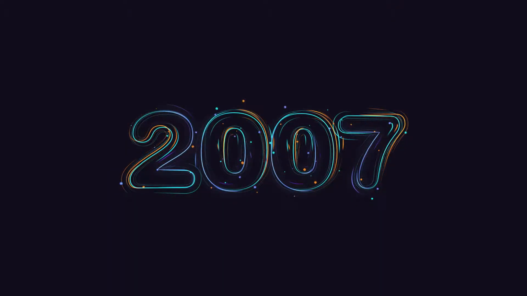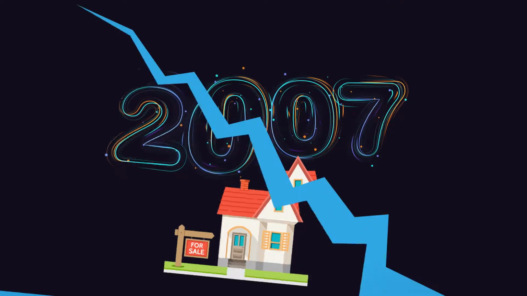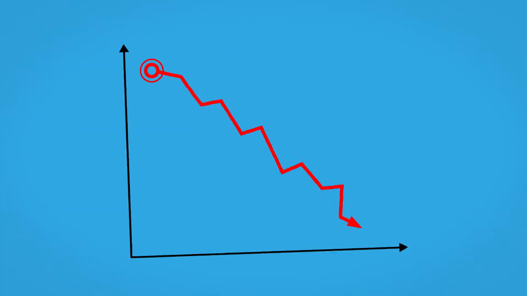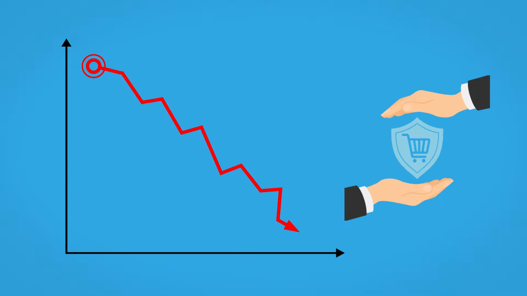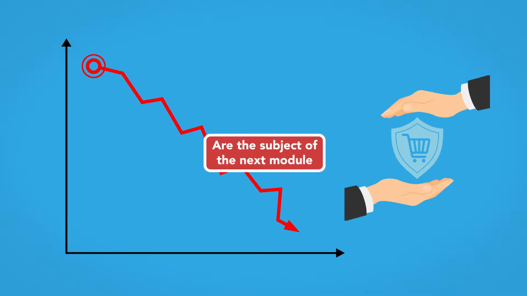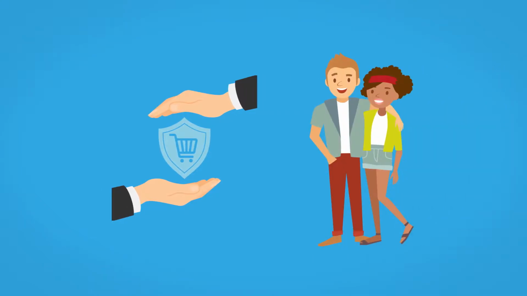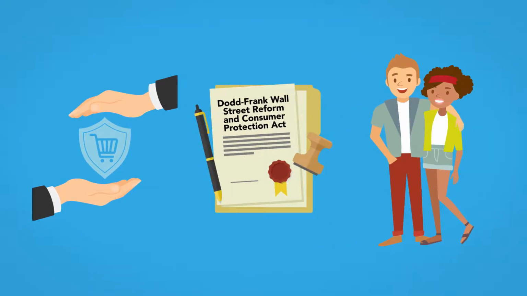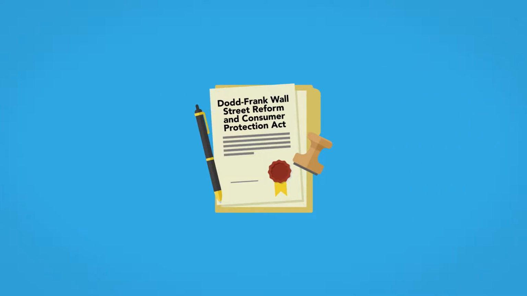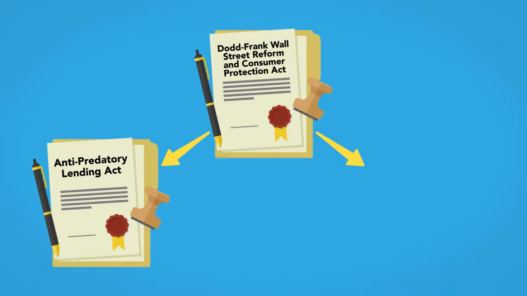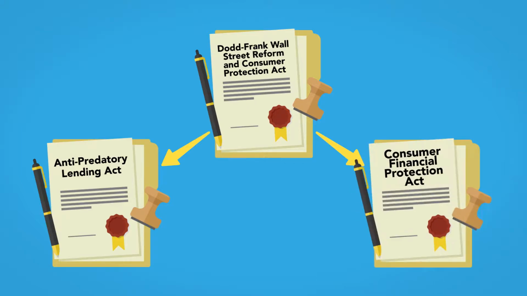In 2007, the real estate and financial services market collapsed, largely due to inappropriate mortgage lending practices. The causes of this economic crisis and the mortgage consumer protection reforms that followed it are the subject of the next module. However, no discussion of consumer protections afforded to mortgage borrowers would be complete without a mention of the Dodd-Frank Wall Street Reform and Consumer Protection Act. Dodd-Frank was a sweeping reform, and it included two laws that guaranteed consumer protections to mortgage borrowers: the Anti-Predatory Lending Act and the Consumer Financial Protection Act.